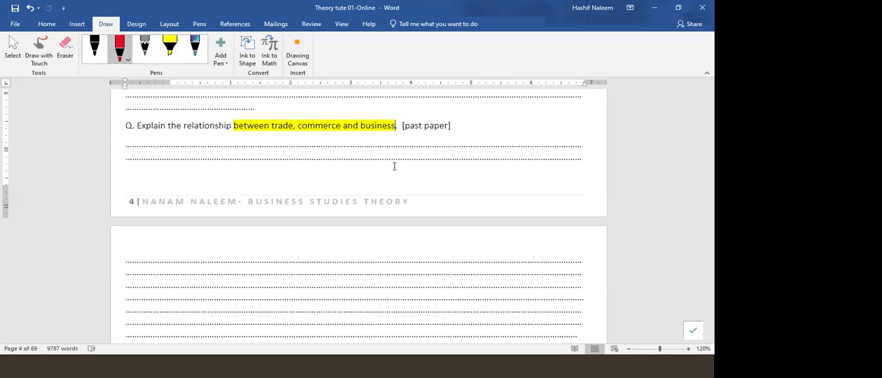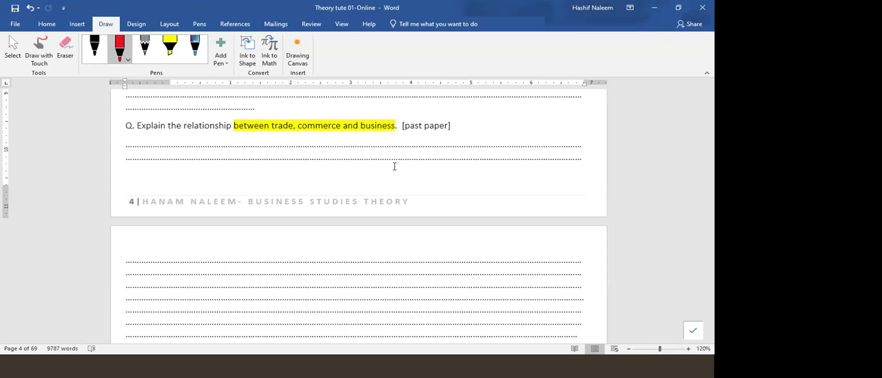Write the answer. Trading is the process of exchanging the ownership of the product with the help of supportive services. Full stop. Hence it is called commerce.